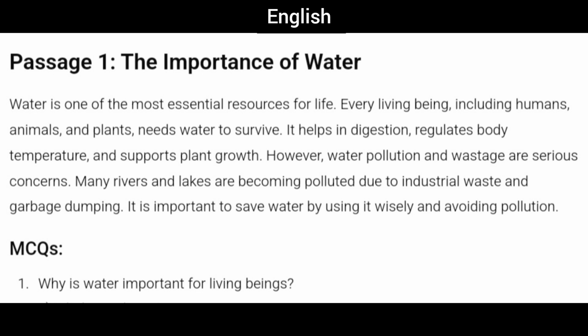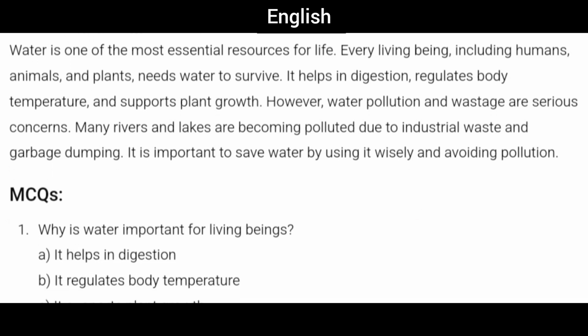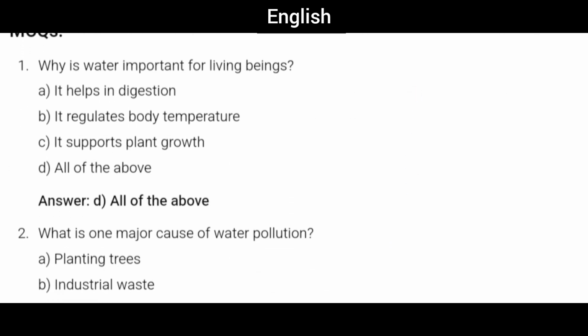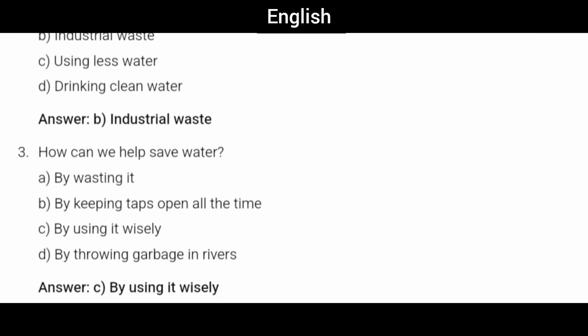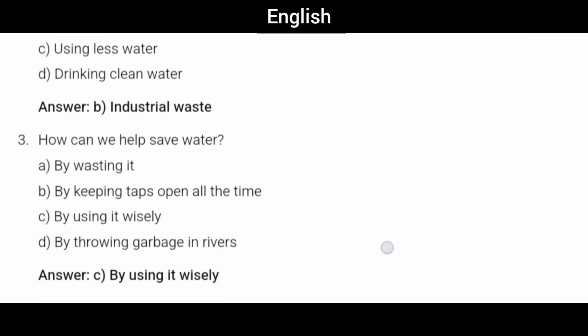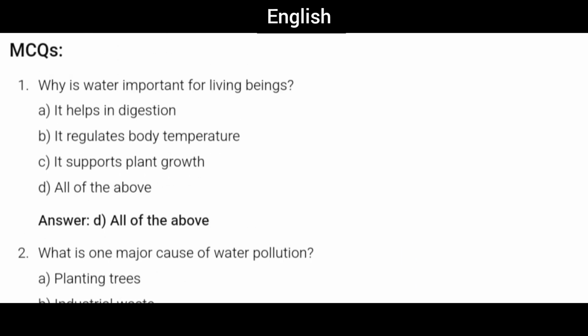Try to find the answer. All right, so here we have passage 1, the importance of water. The first question is, why is water important for living beings? Next question is, what is one major cause of water pollution? Number 3, how can we help save water? So these are the questions right at the end.